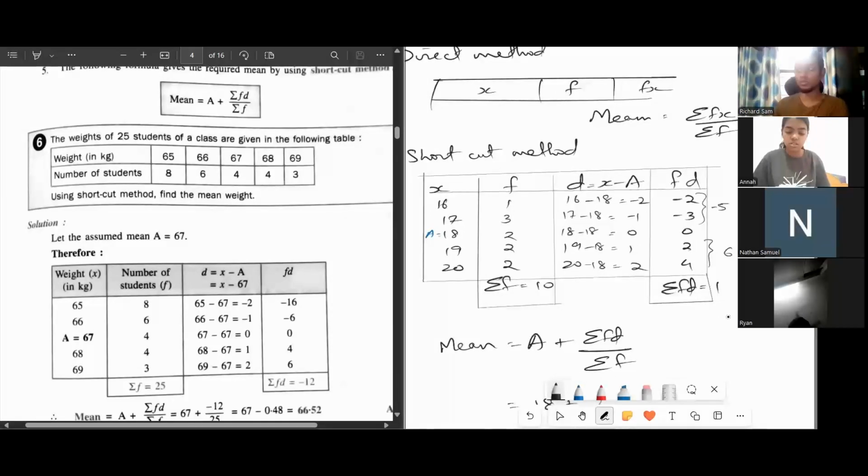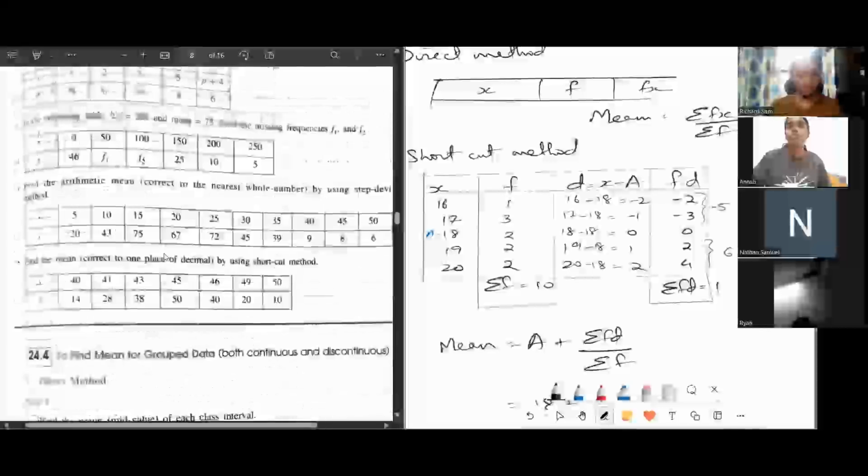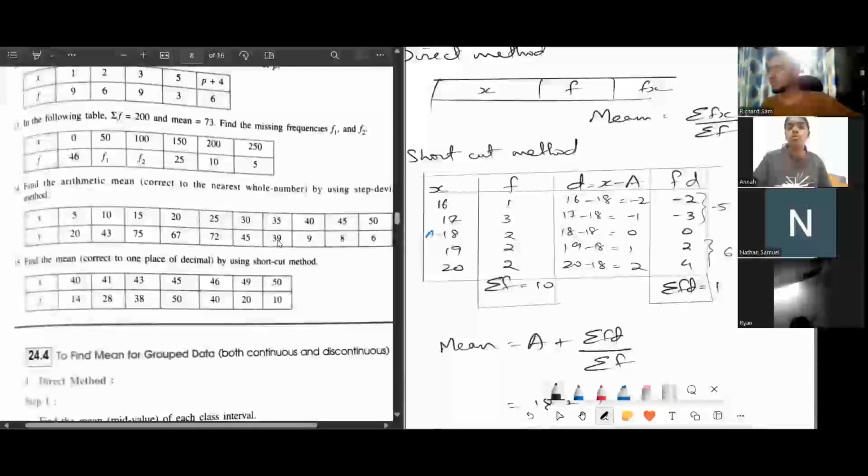So which method would you do if you had an option? You'll use the shortcut method. Just that you have an extra column here. One extra step, but your numbers are smaller. Now, this is very useful when you have very big numbers. Like here, you see this question. Look at the numbers. Just imagine if you have to multiply each of them, x into f. Very big numbers. And then adding all those big numbers, big problem, right?